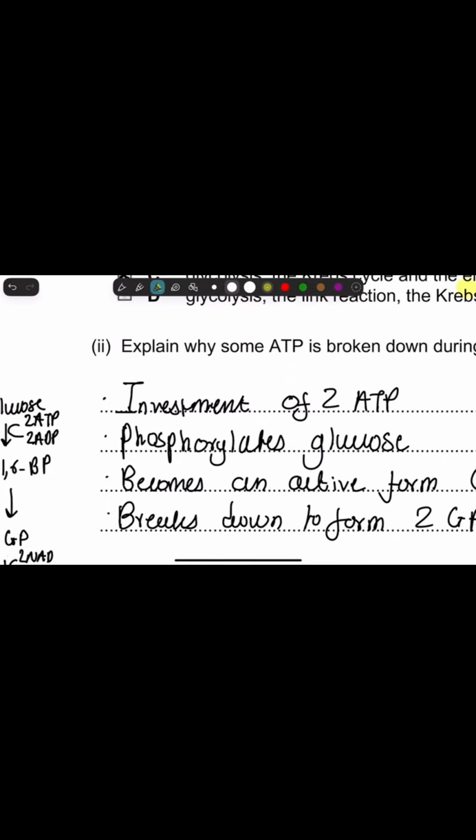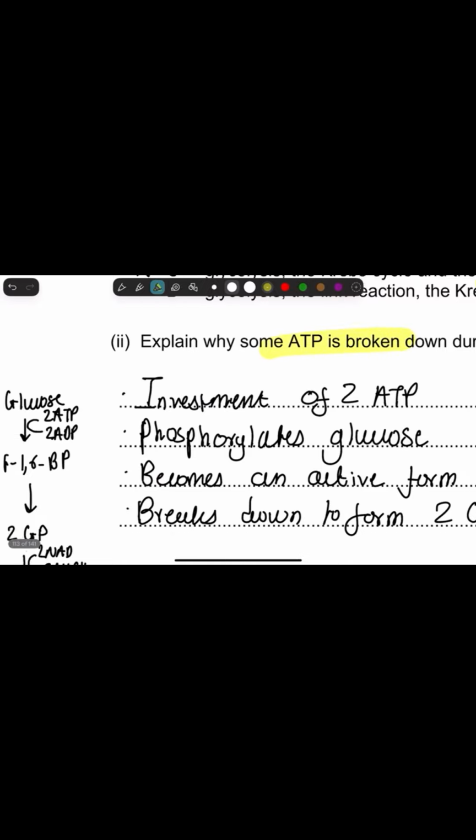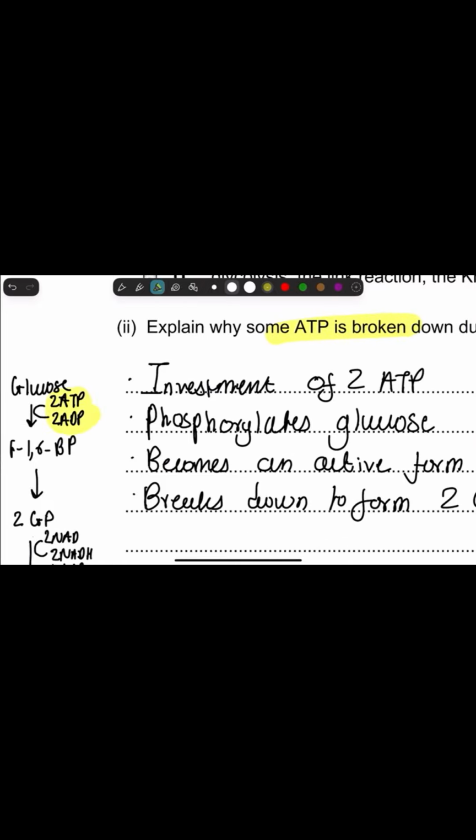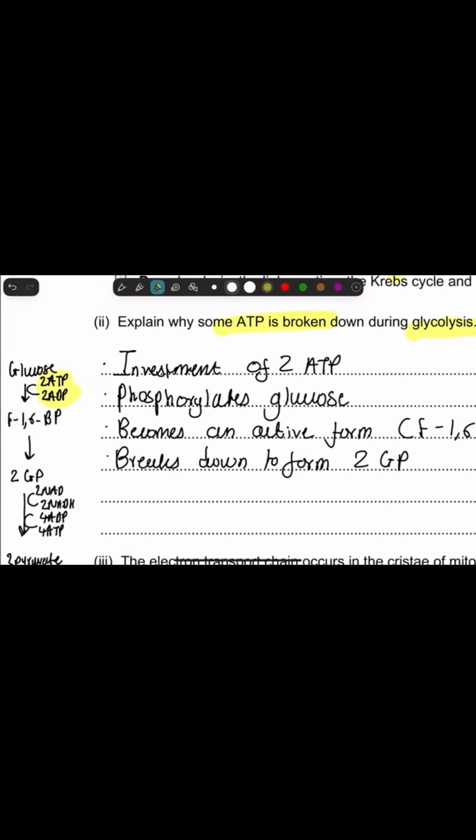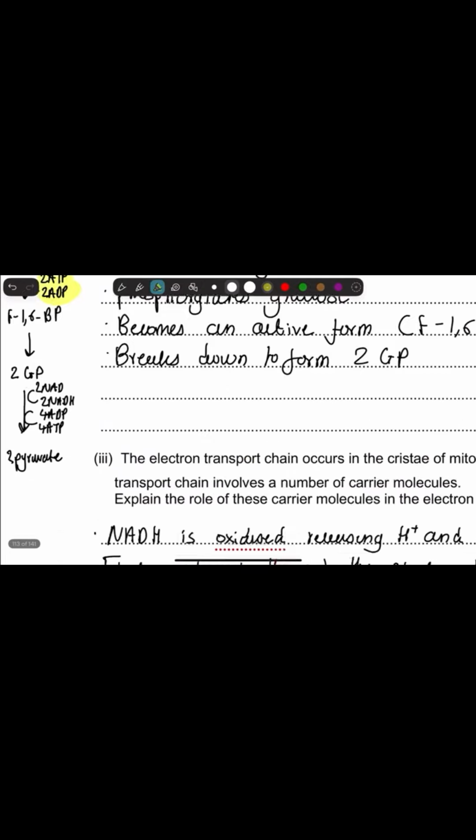Yeah. So why is ATP broken down? Why is some ATP broken down? It's talking about the first step here. And the reason we're doing that is to phosphorylate the glucose so that it becomes active. And when it becomes active, we break it down to 2GP. Hope that makes sense to explain that question.